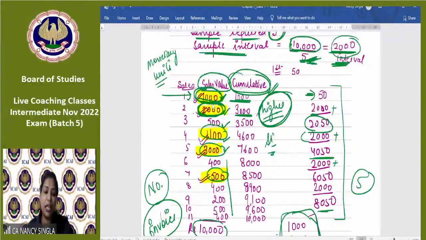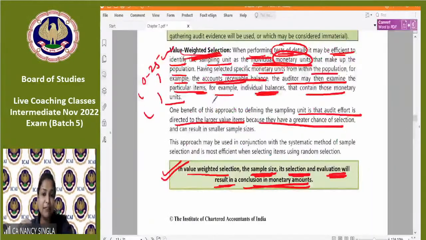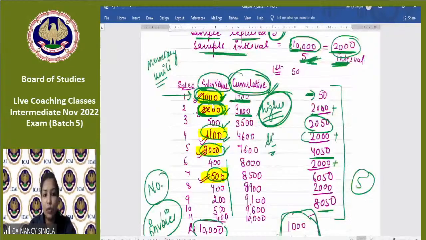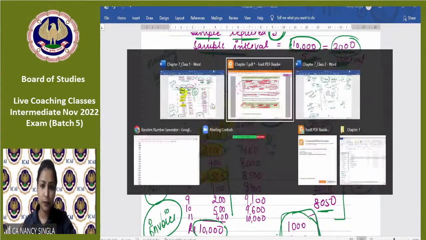Yes, invoice value is taken directly and cumulatively I have added. See, 1000 plus 2000 is what? 3000. Then 3000 plus 500 is 3500. So I cumulatively added the sales value. Okay.